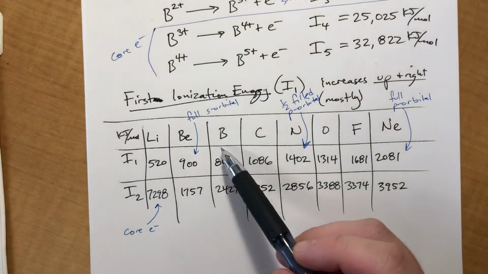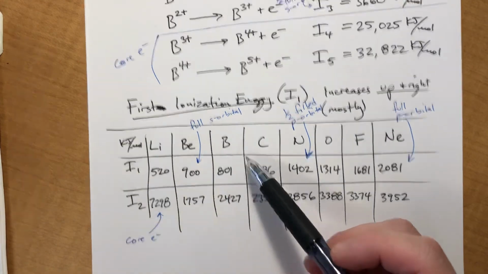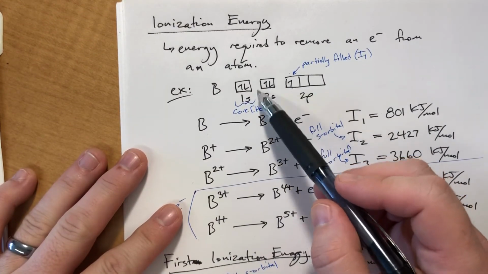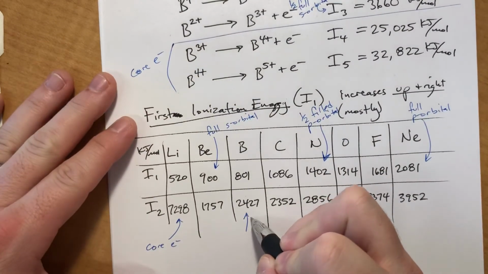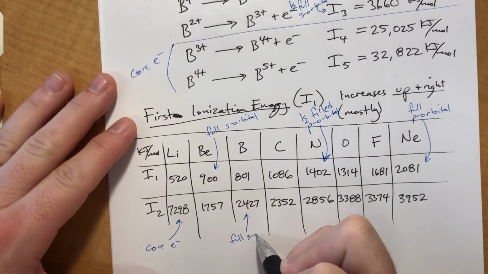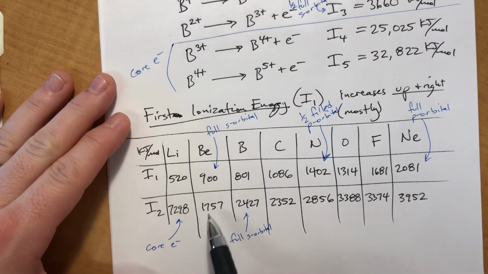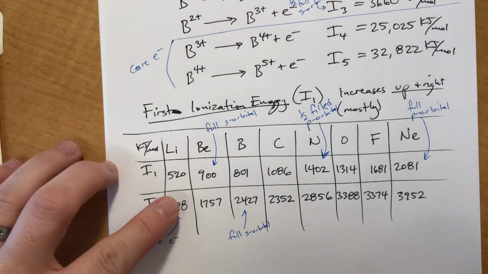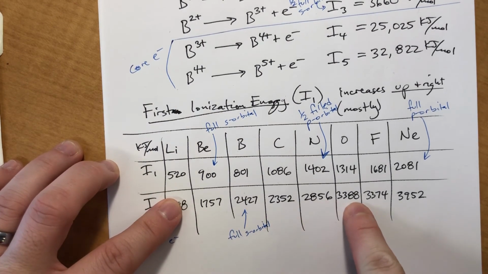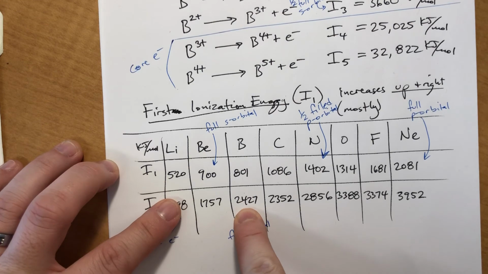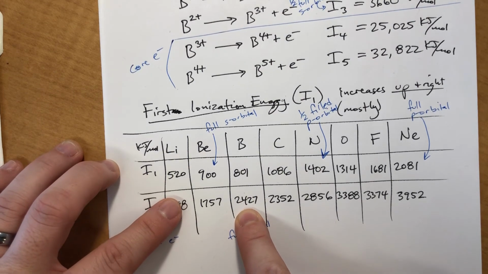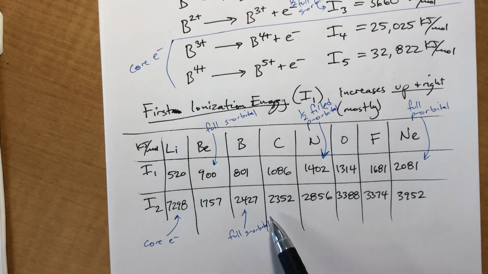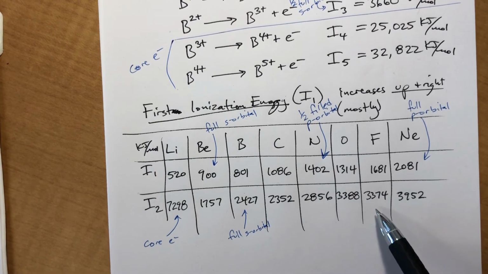After you rip off the first electron of boron, kind of like we saw up here, the second electron would be messing up a full s orbital. Which is why we see this spike and then it drops back down. Based off the trend between here, here, here, and here, you would expect this number to be around 2,000. But the fact that it's like 400 higher than that is because it's a full s orbital.